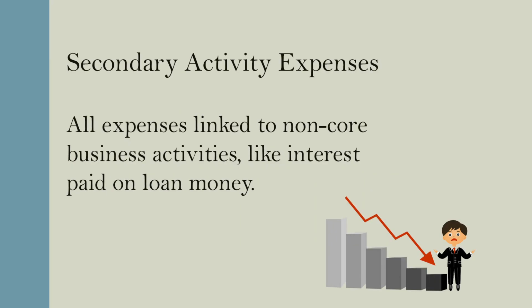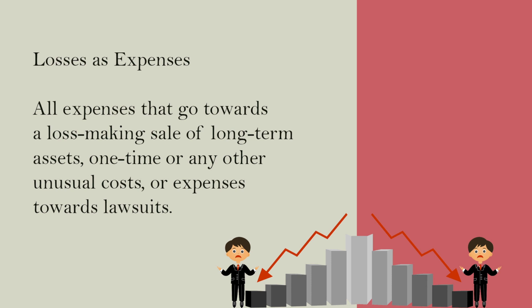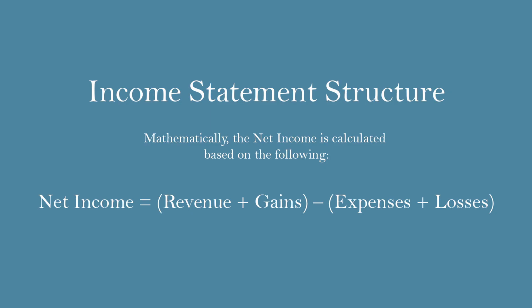Secondary activity expenses. All expenses linked to non-core business activities, like interest paid on loan money. Third, losses as expenses. All expenses that go toward the loss-making sale of long-lived assets, one-time or any other unusual expenses, and lawsuit expenses. Income statement structure. Mathematically, the net income is calculated as follows: net income equals revenue plus gains, minus expenses plus losses.